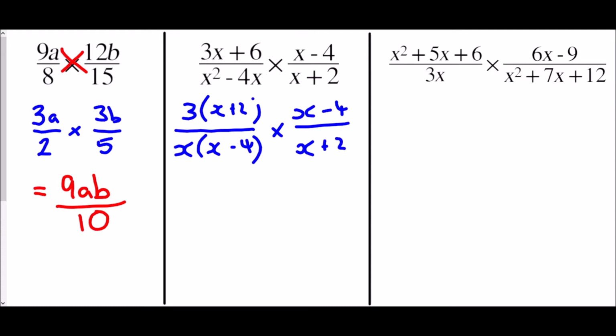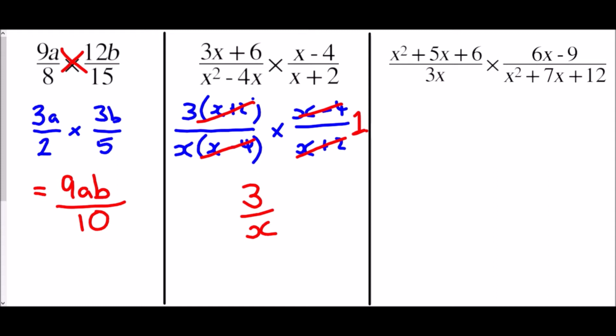But now, can I cancel out the common factors? Well, I've got an x plus 2 at the top and an x plus 2 at the bottom. I've got an x minus 4 and an x minus 4. They cancel out. And so what this is saying is I'm actually multiplying by 1. And what does multiplying by 1 mean? Well, it means leaving it exactly as it is. So this is just 3 over x.